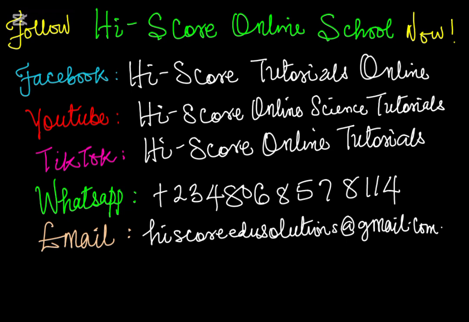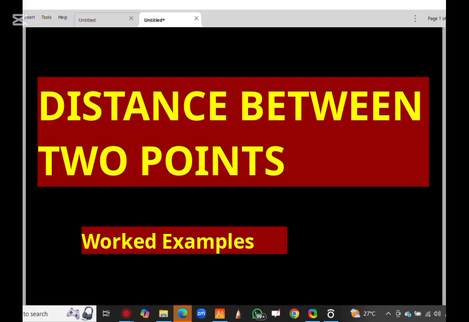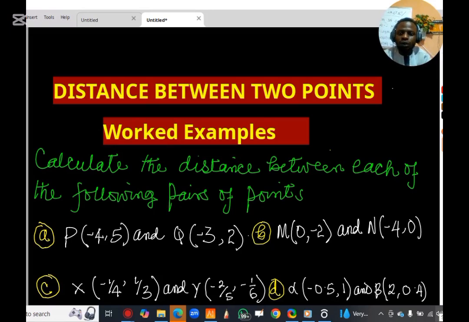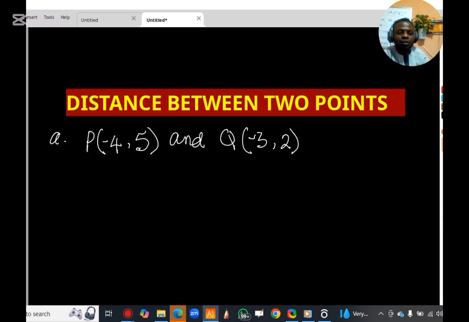Every educational divide. So let's solve examples on what you have done so far. Here we have a question which says we have to calculate the distance between each of the following pairs of points. First we have P and Q with their coordinates. B says points M and N and the respective coordinates. Then C says points X and Y, and then D says point alpha to point beta. Alright, so let's kick off. Let's start with the first question.